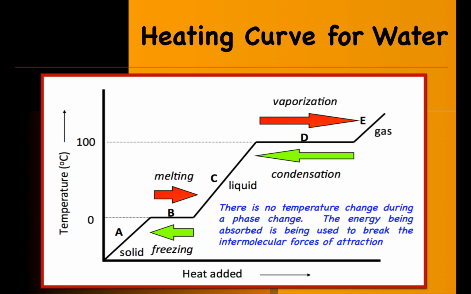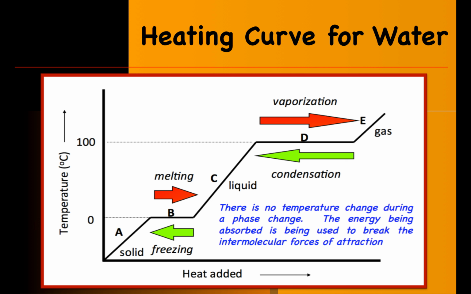Let's consider the heating curve for water. Intervals A, B, C, D, and E represent the heating curve for water. Interval A is when water is ice. It is below its freezing point. In interval B, depending on the direction you're going, you could be melting or you could be freezing.